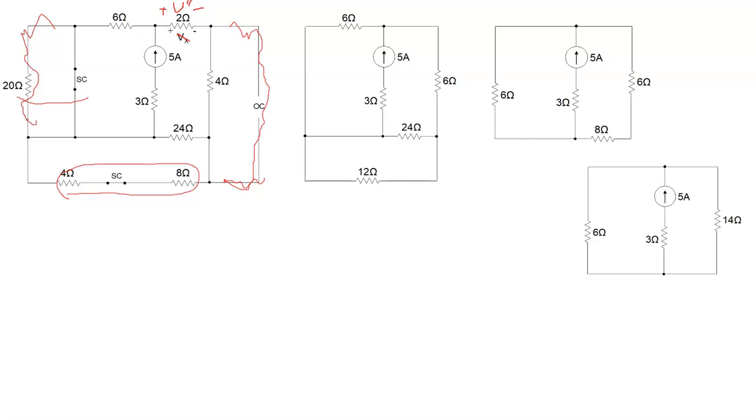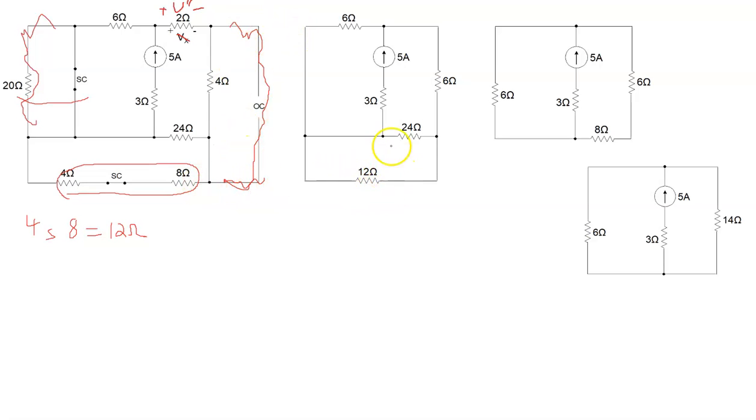Okay, so now if we want to redraw this, maybe the first thing to say is that in that bottom piece we have 4 in series with 8, and that gives us 12 ohms. So as we redraw the circuit, we're going to get rid of the 20 ohm, replace this bottom branch by a 12 ohm, and get rid of this over here.